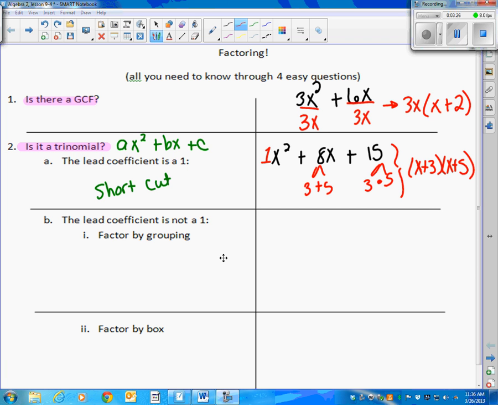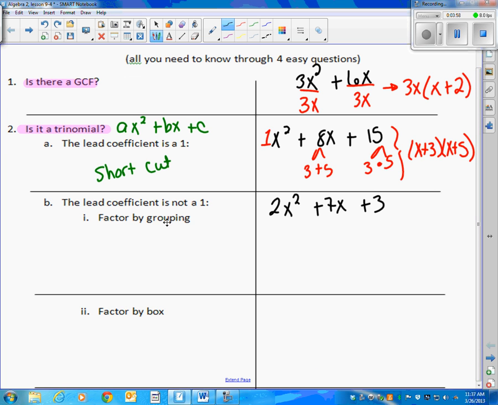Let's look at an example now where the lead coefficient is not a 1. Okay, that would still be within my trinomial. Maybe 2x squared plus 7x plus 3. Okay. First I look, is there a greatest common factor? Nope. It is a trinomial. My lead term is not a 1. I have 2 choices. I can factor by grouping, or I can factor using the box. And I'll show you both in this lesson.